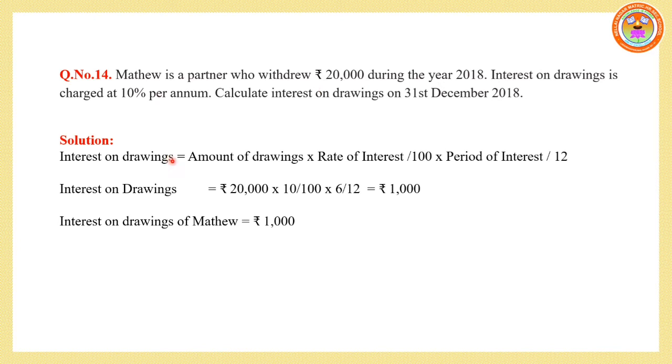So formula: amount of drawings into rate of interest by 100 into period of interest by 12. So the amount of drawings 20,000 into rate of interest 10 by 100. Since the withdrawal date is not given, we are calculating approximately for 6 months. So 6 by 12. Simplify this amount, we got 1,000 rupees. So interest on drawings of Matthew is rupees 1,000.